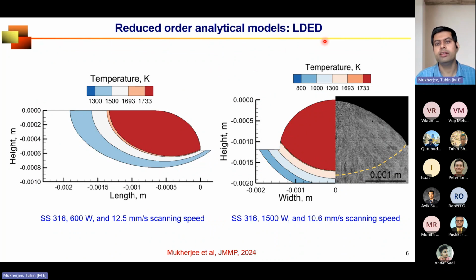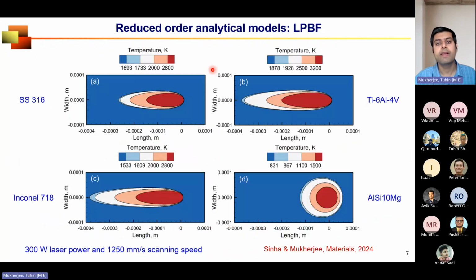Like for example, the laser DED process. We have been doing that too, and you can see you get a very nice prediction of the temperature field and of the deposit geometry that almost matches the experimental observation. So those are fast, reduced order analytical models. You do not need access to a complex computational code. You can run them on your laptop using MATLAB, Python, etc.